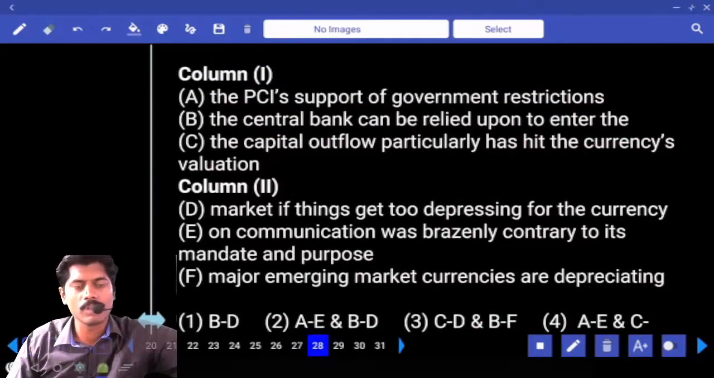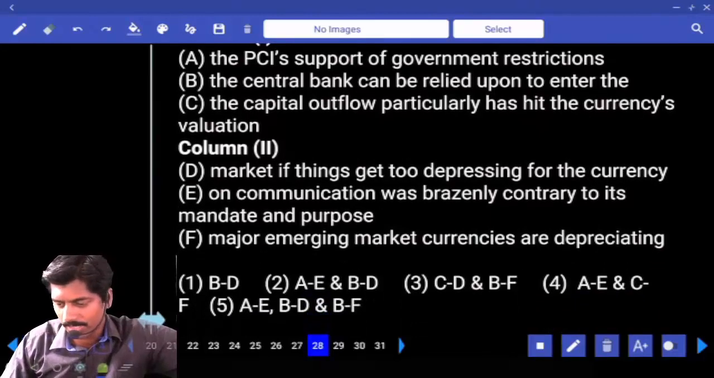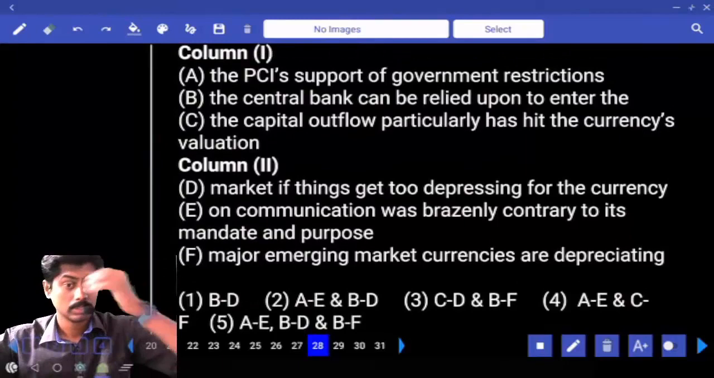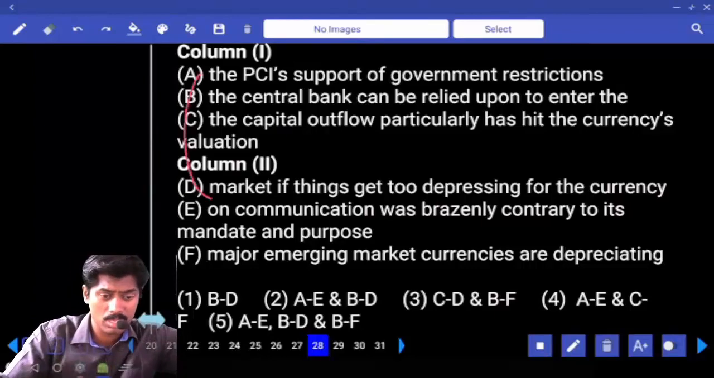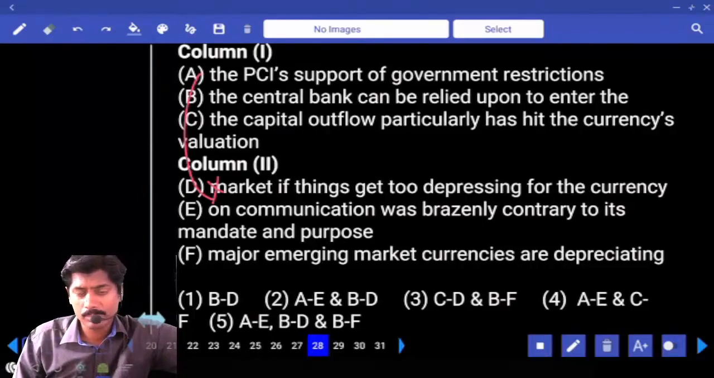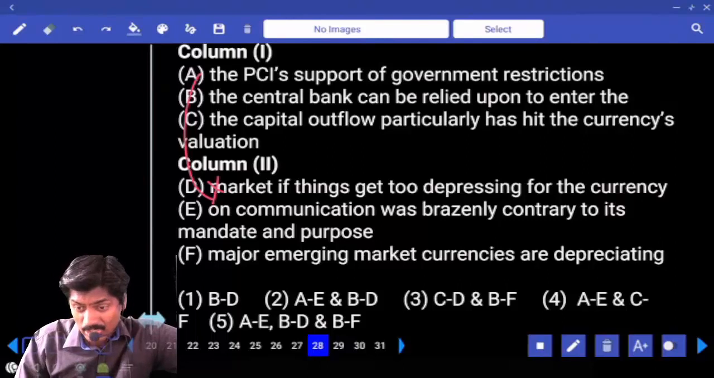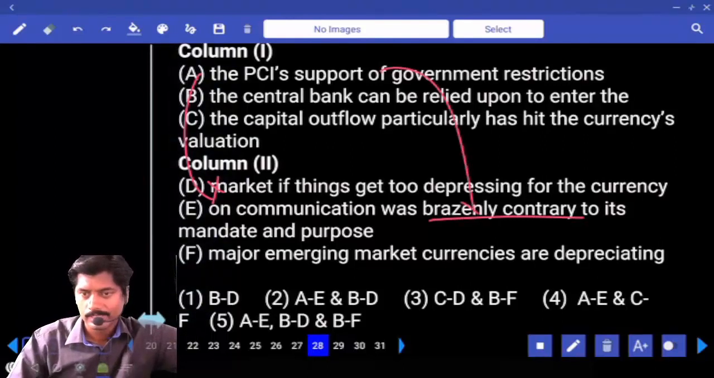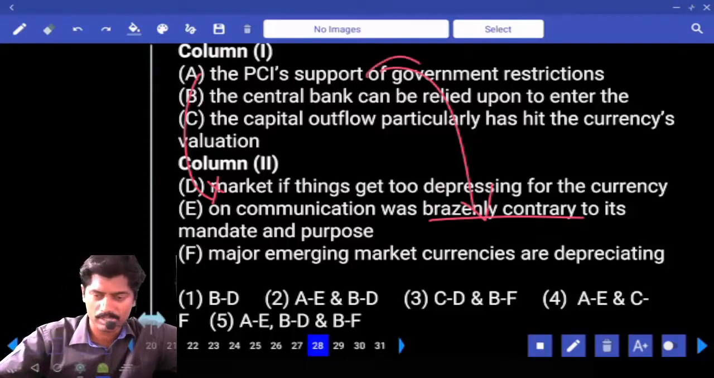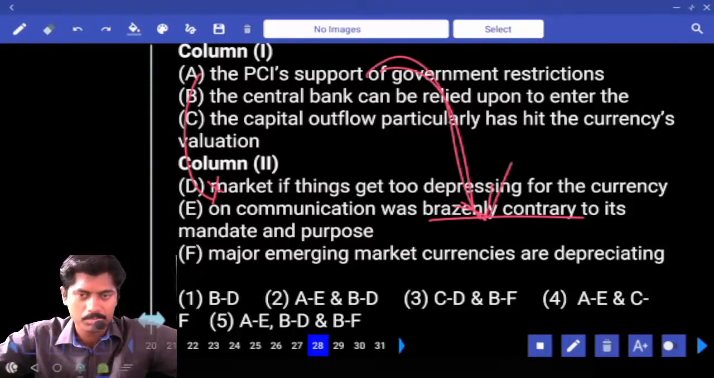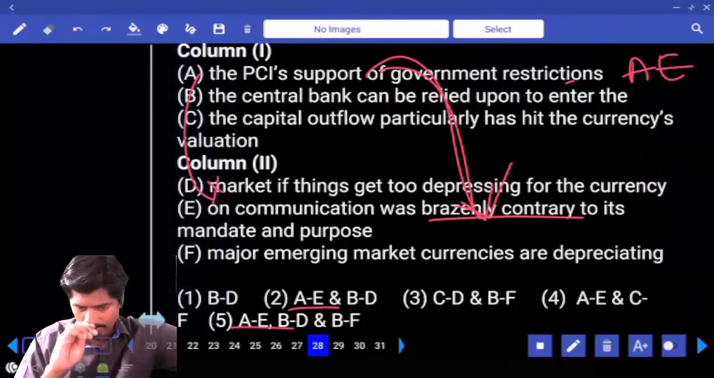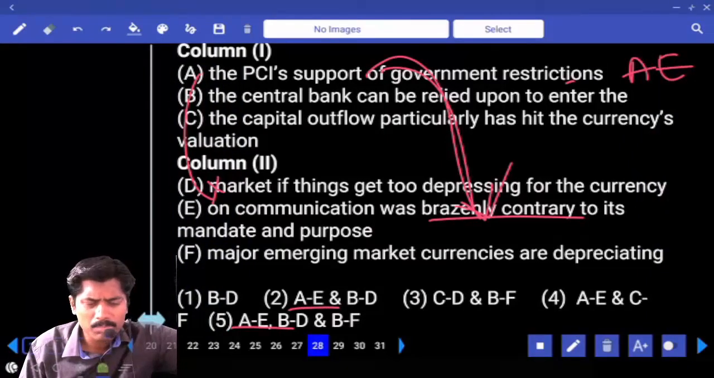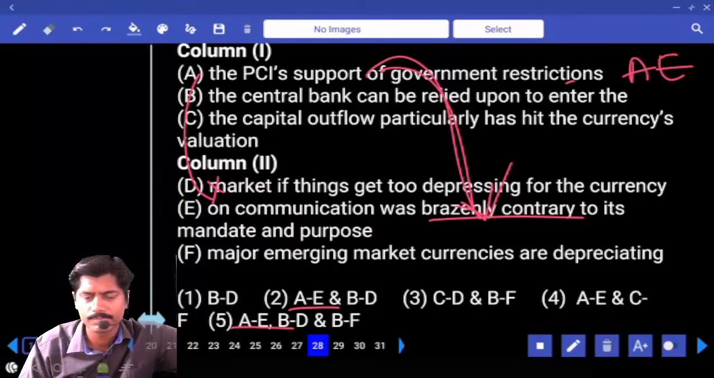Okay, now next one, column 1, column 2, ABC should be combined with DEF, both grammatically and meaningfully correct. The PCI support of government restrictions market, can I pair AB? No. PCI support of government's restrictions on communication was brazenly contrary, yes. Here, the support was brazenly contrary to its mandate and purpose. Support of government restrictions major, no. So we can pair A and E, check where is A. So let me confirm either. How can it be B? Look at the fifth option, BDBF or BDCF.